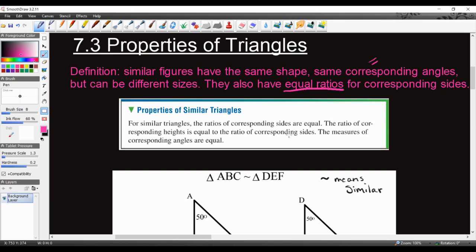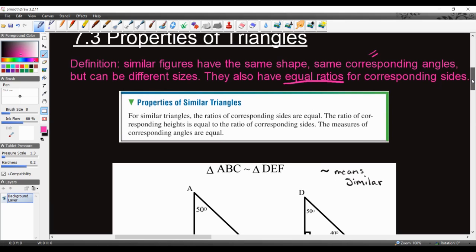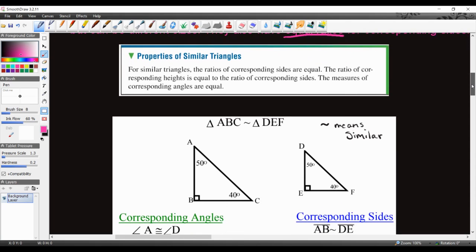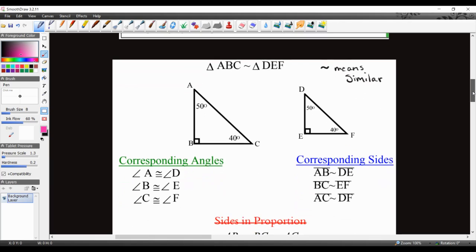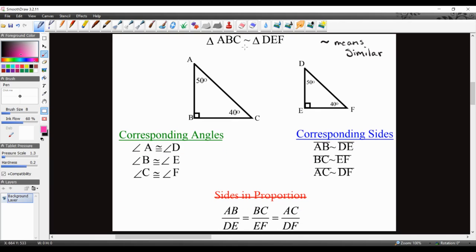So here we have a more definite definition of this. For similar triangles, the ratio of corresponding sides are equal. The ratio of corresponding heights are equal to the ratio of corresponding sides. Measures of corresponding angles are equal. So same thing that I just mentioned. I included a figure here to show you how this works with triangles, because that's what this chapter is about, triangles.